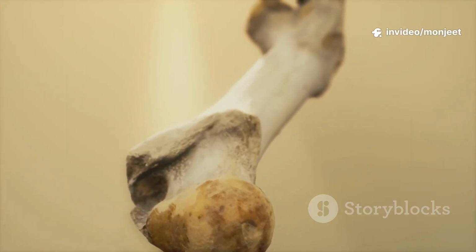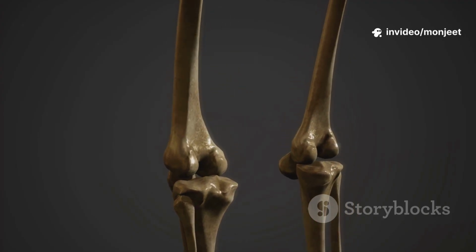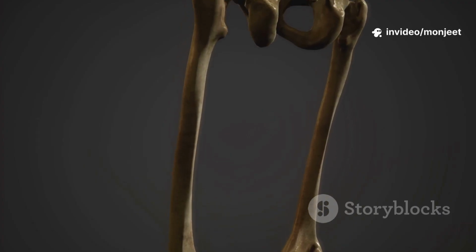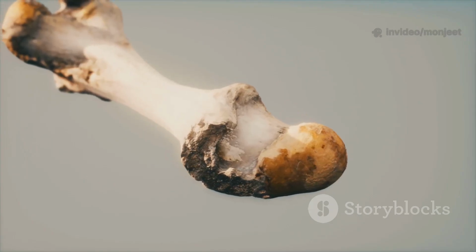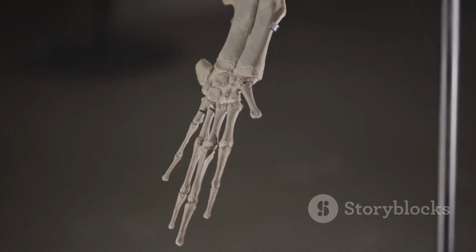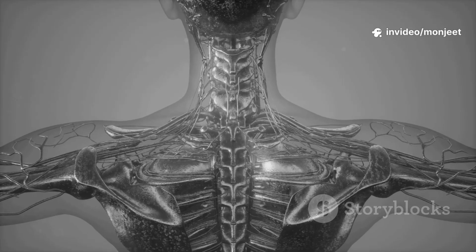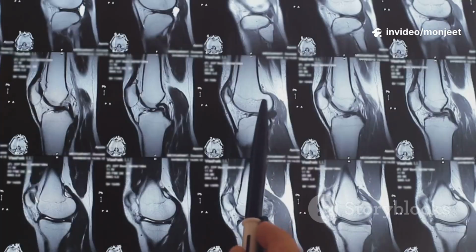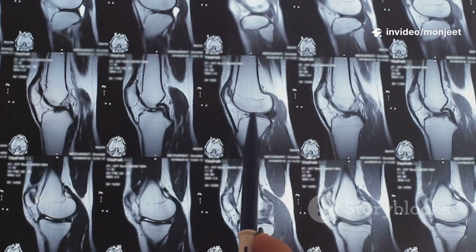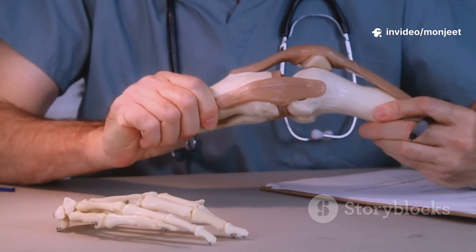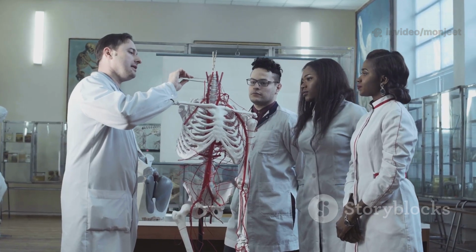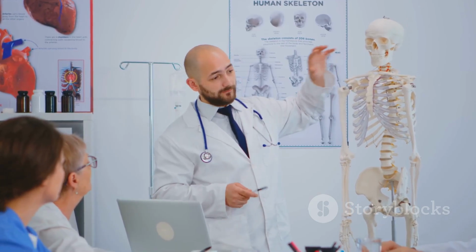Next, let's talk about bone nomenclature. This just means how bones are named, and it's usually based on their shape, where they're found, or their special features. Long bones, femur. Short bones, carpals. Flat bones, like the sternum. Irregular bones, vertebrae. And sesamoid bones, like the patella, which are buried in tendons. If you connect the name to the shape or location, remembering them gets a lot easier.